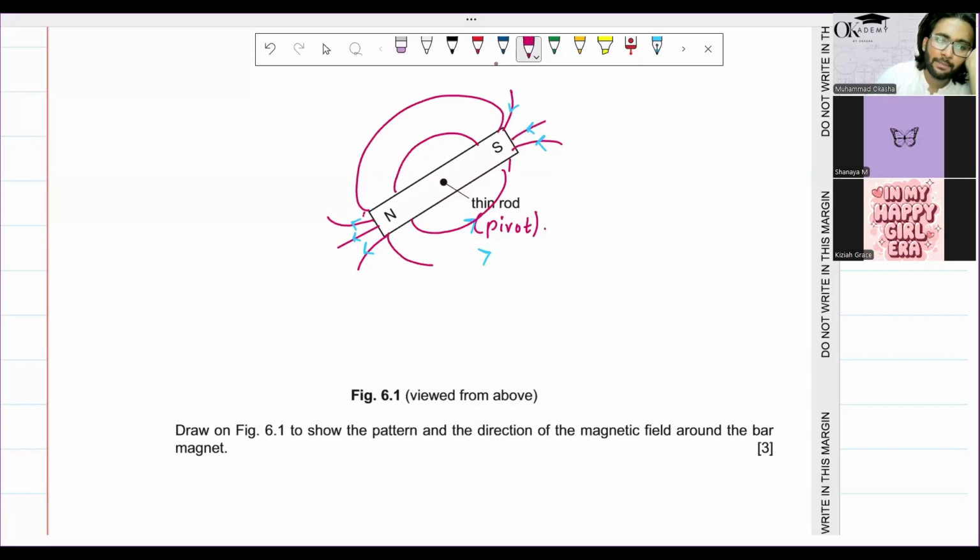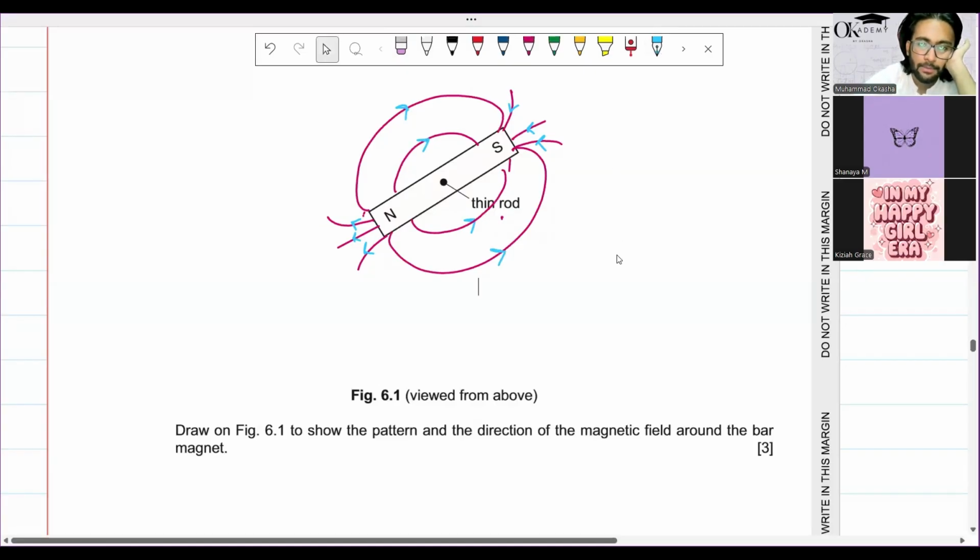My pen is really slippery. This whole thing is really slippery. So just bear with us. Yeah, something like this. Okay, I think that's enough.